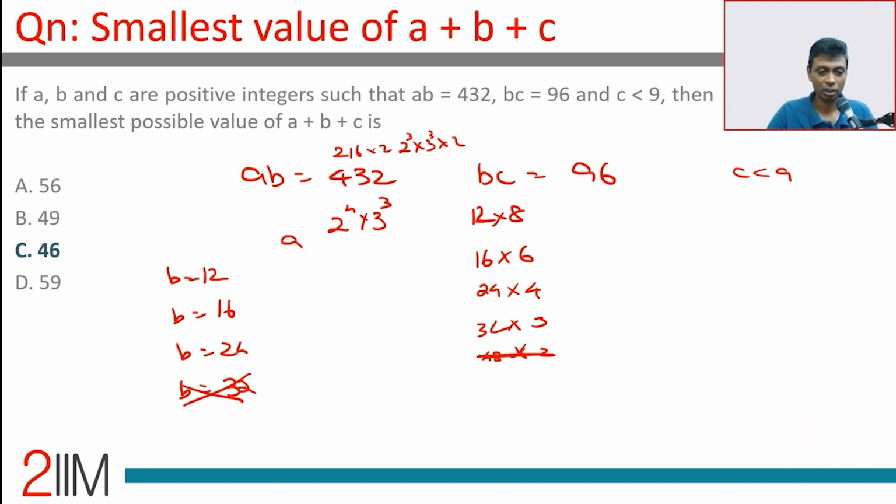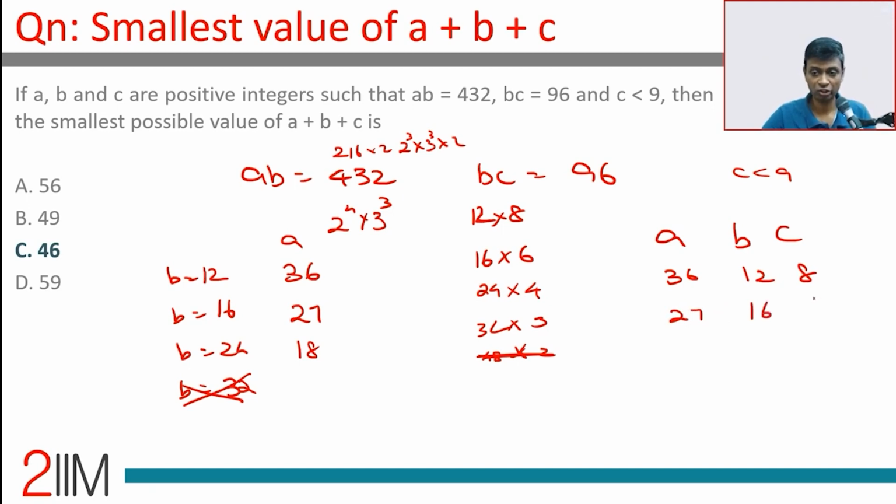A, what should A be? B is 2 square into 3. A should be 2 square into 3 square, remaining 36. B is 16, A is 27. B is 24, 2 cube into 3. 2 into 3 square, A should be 18. Lovely. So we have A, B, C. A could be 36, B could be 12, C could be 8. This looks nice. Or A is 27, B is 16, C is 6.